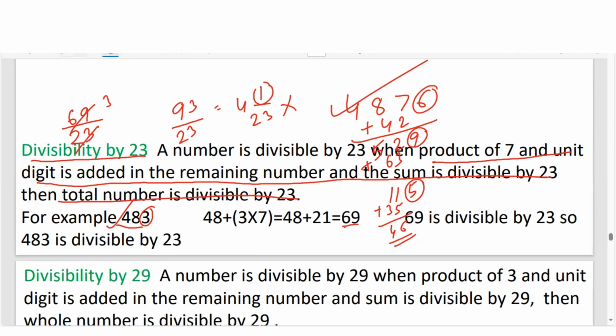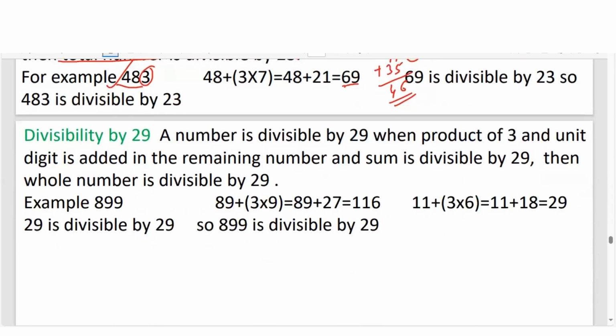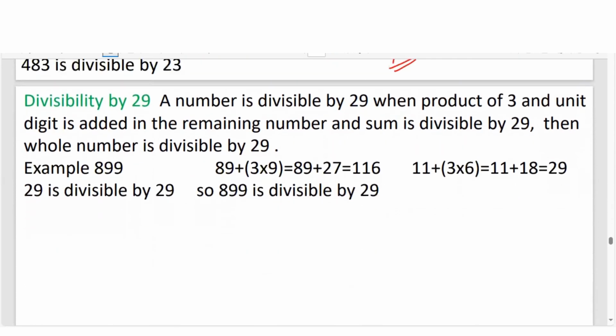Let us see the next question. So the next rule we are going to discuss is the divisibility rule of 29. That means if any number is given, how can we check whether that number is divisible by 29? Again the same thing, if the number given is small, it is very easy to check. Suppose it is given 87. We want to check whether that number is divisible by 29.